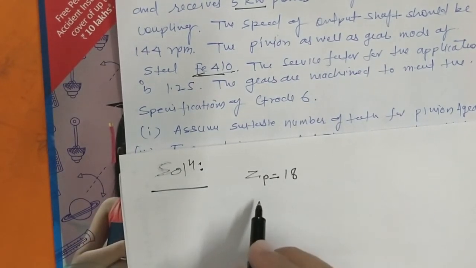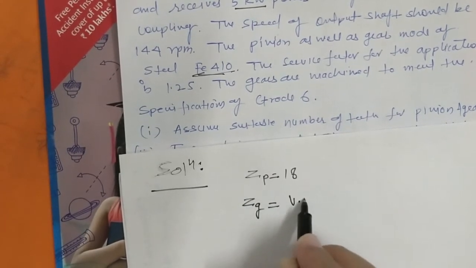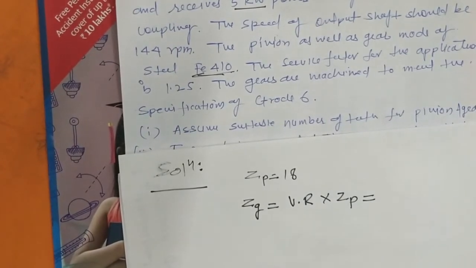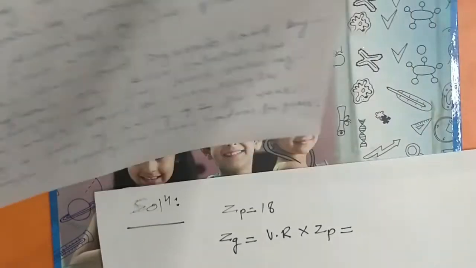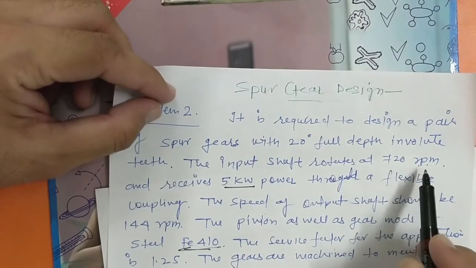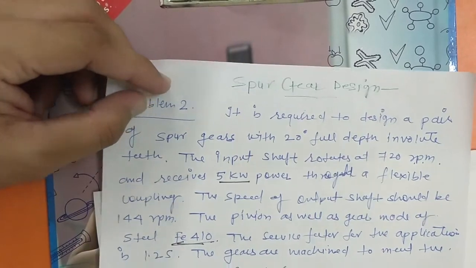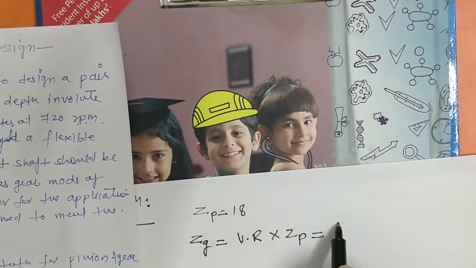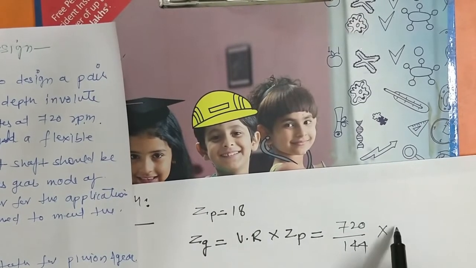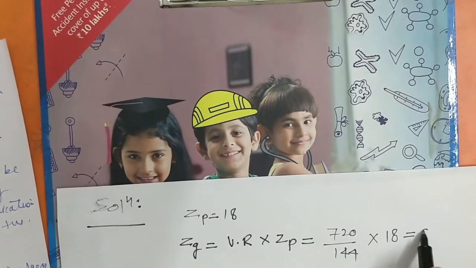Now we are going to calculate the number of teeth on gear, ZG, which is velocity ratio times ZP. The velocity ratio can be calculated using the speeds of both gears. Here we are given 720 rpm of driver and 144 rpm of driven shaft. So this is 720 divided by 144 multiplied by the number of teeth on pinion, which is 18. So this is 90.